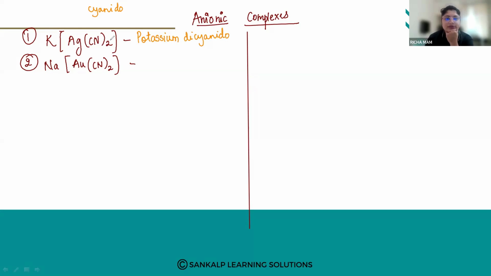Dicyanido. What is Ag? It is argentate. Okay, argentate, Ag. And what is the charge? Suppose x minus 2 equals -1, so x equals -1 plus 2. So it will be 1. Is it clear?